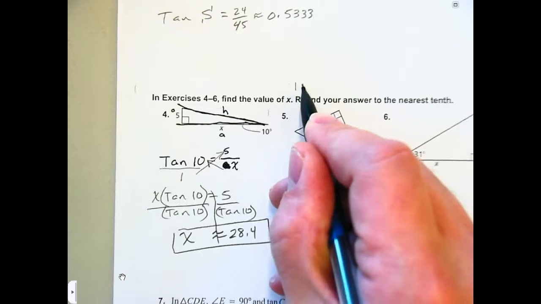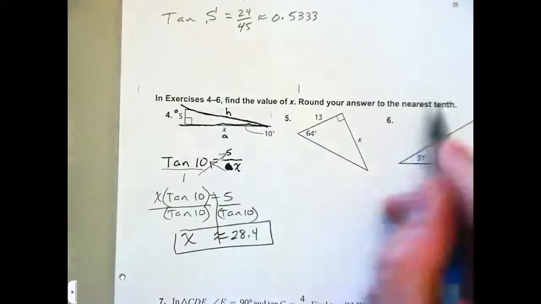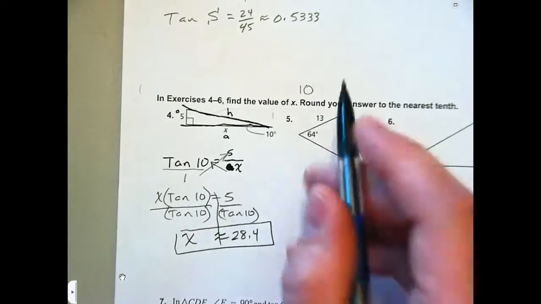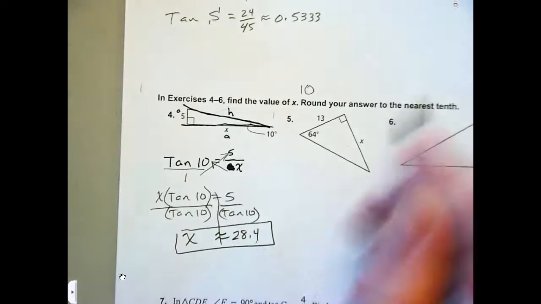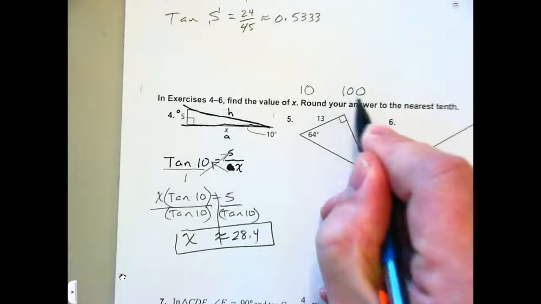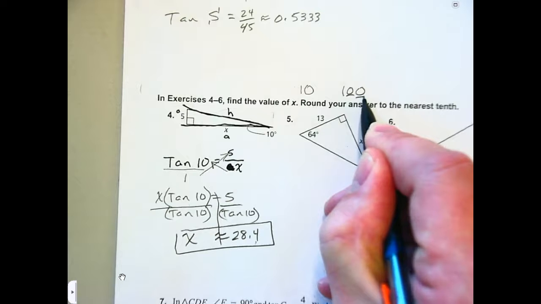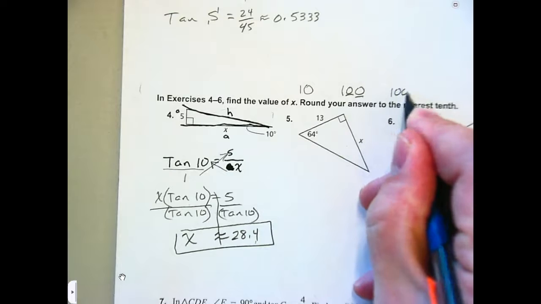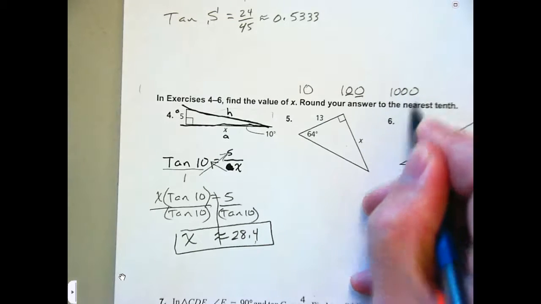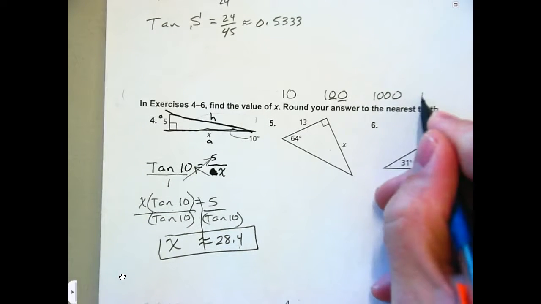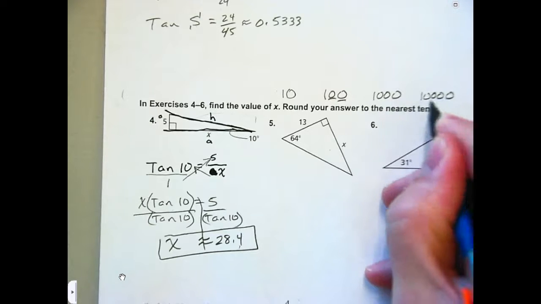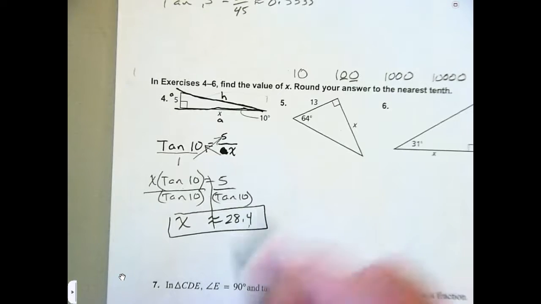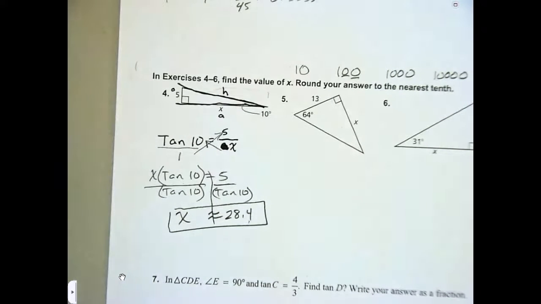Okay, so if it says tenth, I want you to think of the number 10. How many zeros are in it? 1. That means it's 1 decimal place. If it says hundredth, I want you to think of the number 100. How many zeros? That's 2 decimal places. If it says thousandth, how many zeros? 3. That's 3 decimal places. If it says ten-thousandth, how many zeros? That's 4 decimal places. Do we get that? Okay, make sure that we're clear on that. That's really how you do your rounding.